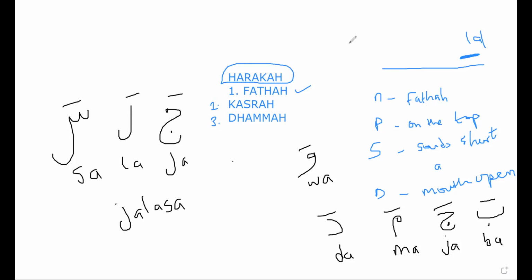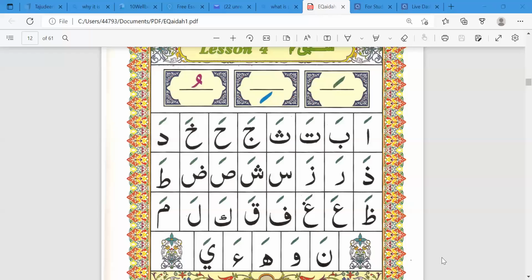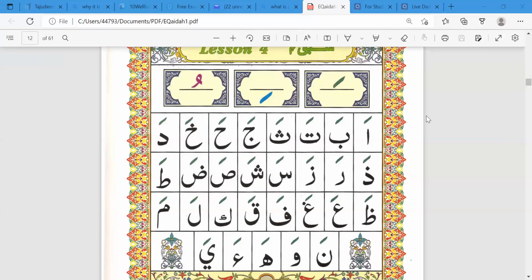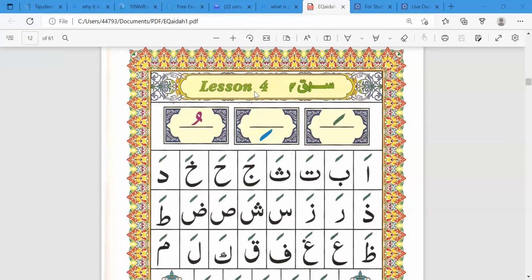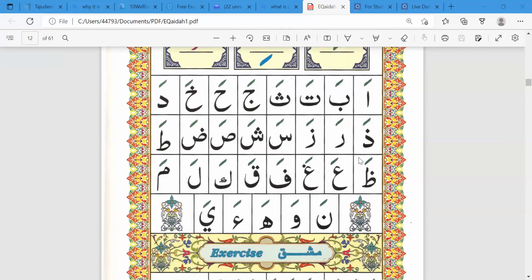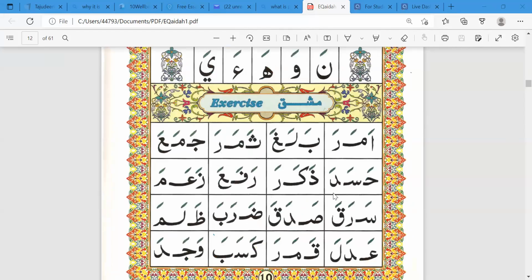Now, my question to you, Dad, is, do you want me to move to the Kasra or should we stick to Fathah only? Because on our Qaida, we have things to read. Let me stop this one and just open our Qaida. Because you have a lot to read on this one now. Am I sharing the screen? Yes, please. Now, what lesson are we on? Lesson 4. So all this we need to be reading, and all these are about Fathah. And I'm sure you will get it right, inshallah.